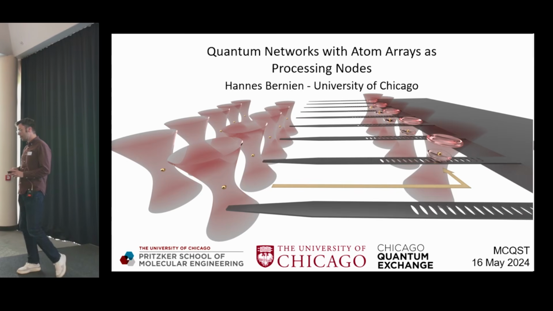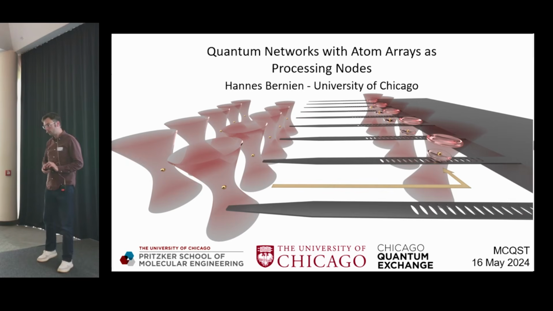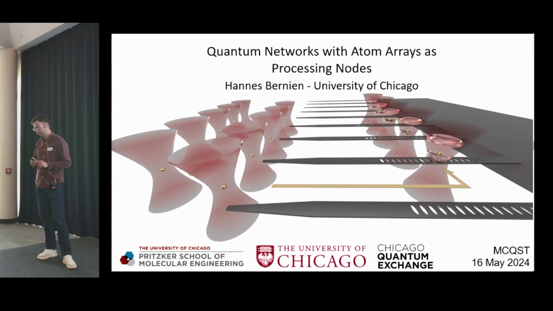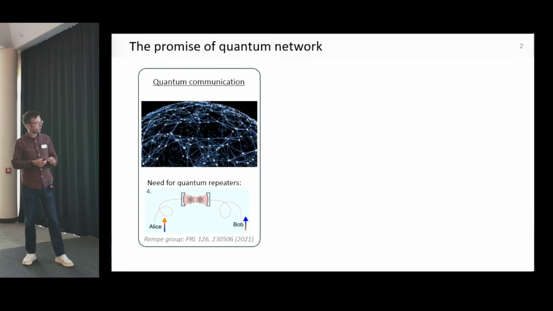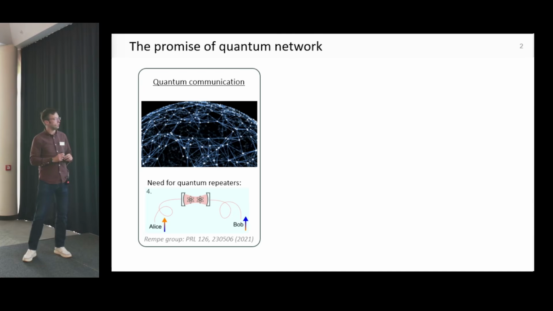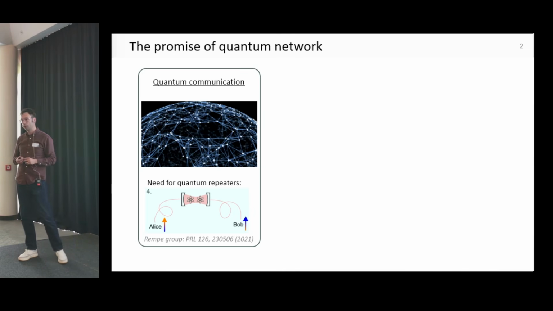But before I go into the details, let's zoom out and ask, what is a quantum network good for? The first thing that maybe comes to mind is securely communicating over long distances, QKD. And if you really want to go long distances, you would want something like a quantum repeater in between to be able to swap entanglement over large distances. And there's much more to a quantum network.